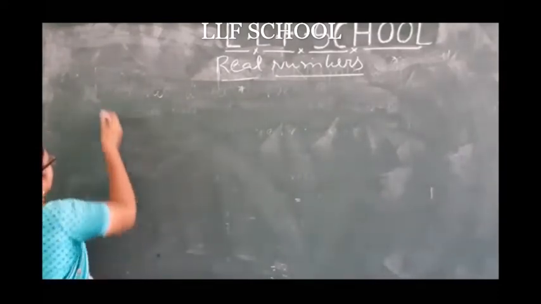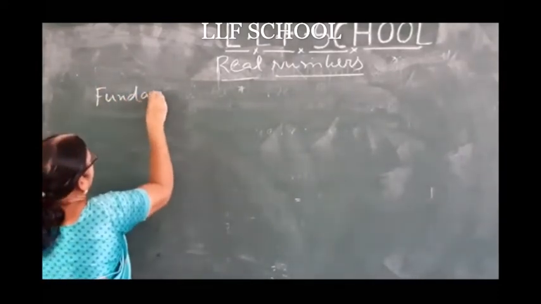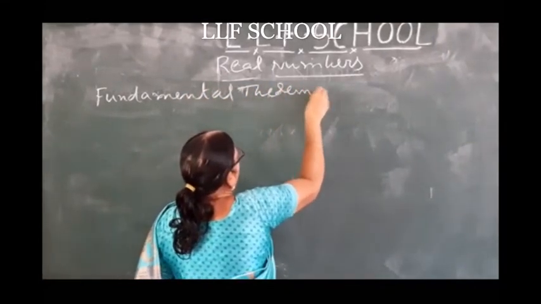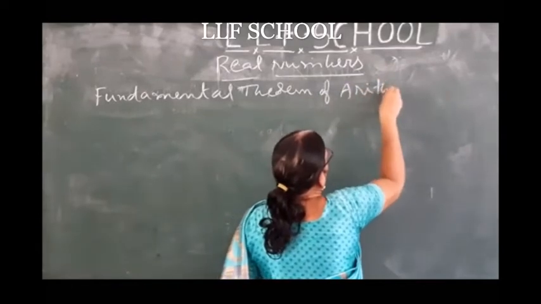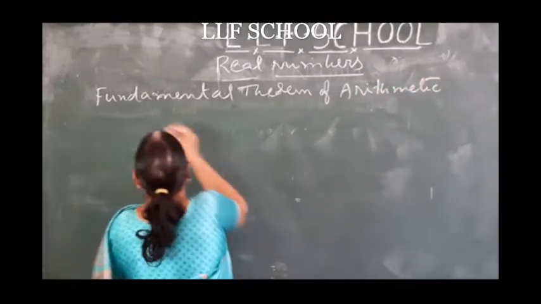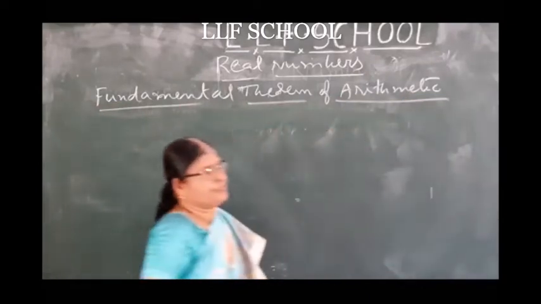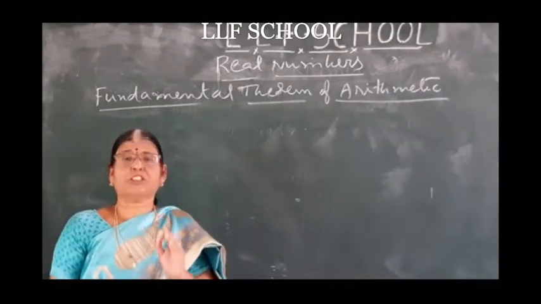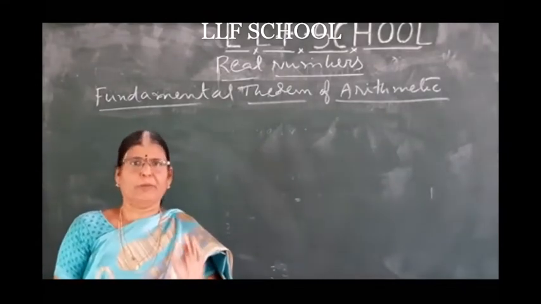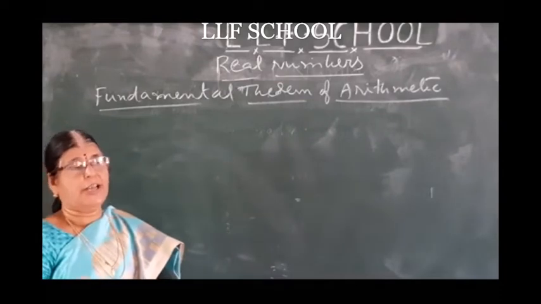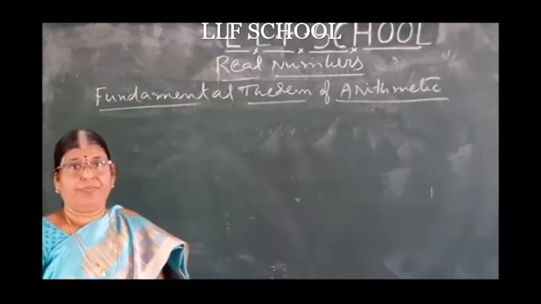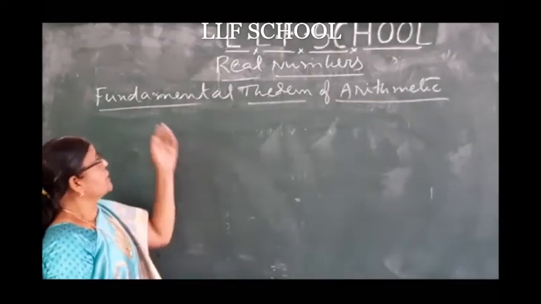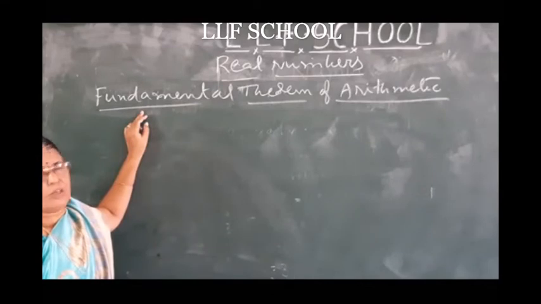Fundamental theorem of arithmetic. The fundamental theorem of arithmetic says any composite number can be expressed as the product of only primes, and this factorization will be unique, apart from the order of appearance of prime factors. So that is the fundamental theorem of arithmetic. Once again, listen.